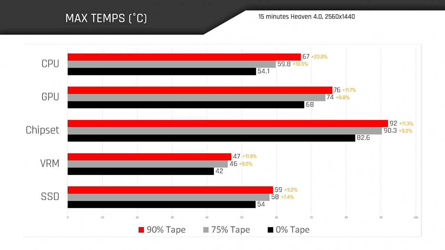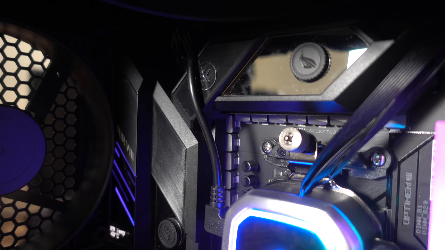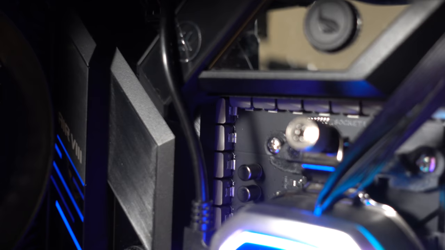Our chipset, VRM and SSD also saw some significant temperature increases, primarily anywhere between the 9 and 12% range. 92 degrees Celsius on our chipset with 90% tape is definitely not where you want to be in most cases. I also think the VRM could potentially be at a slight disadvantage here because we aren't using an air CPU cooler, which would have helped circulate some of the air in that area.